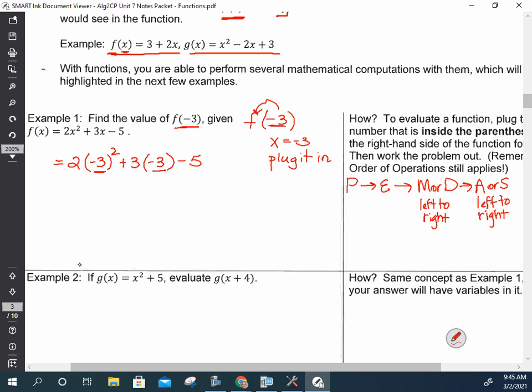So you have negative 3 inside the parentheses. There's nothing to solve out, so we keep going. Negative 3 squared, remember, is negative 3 times negative 3, which is 9. So 2 times 9 plus 3 times negative 3 minus 5. Again, there's interference in that part of the board. That's why it's all squiggly.